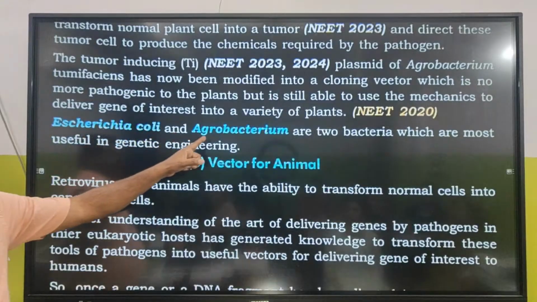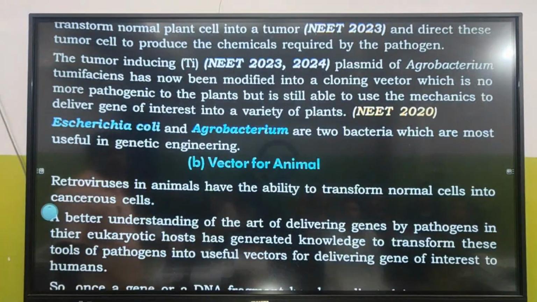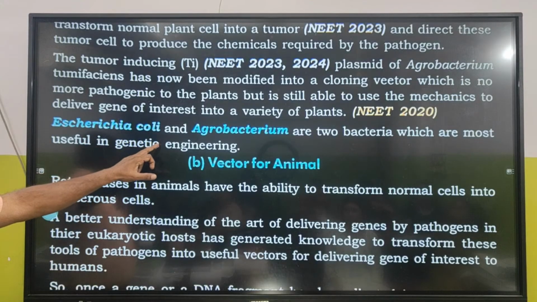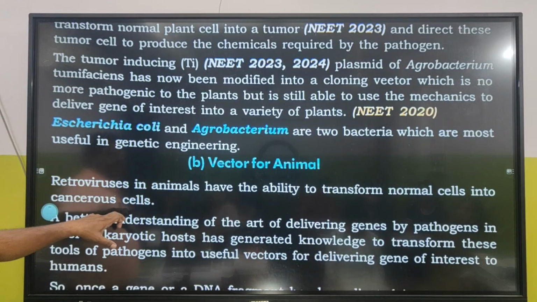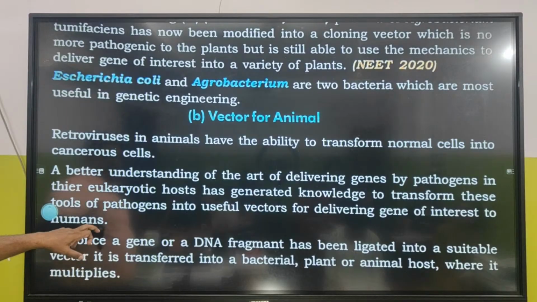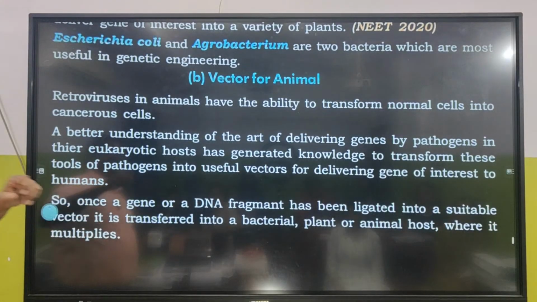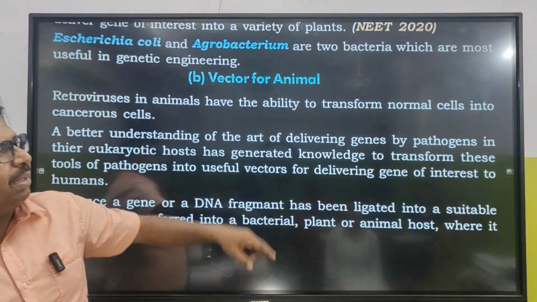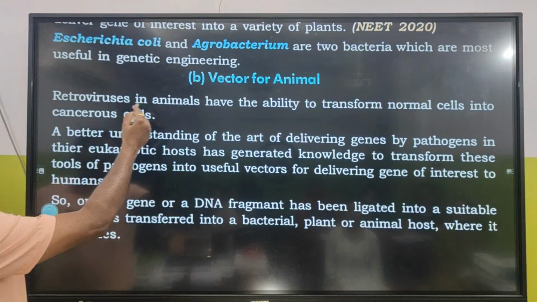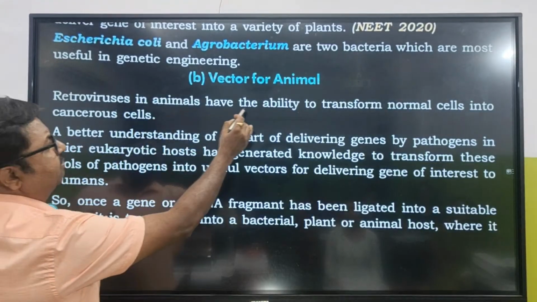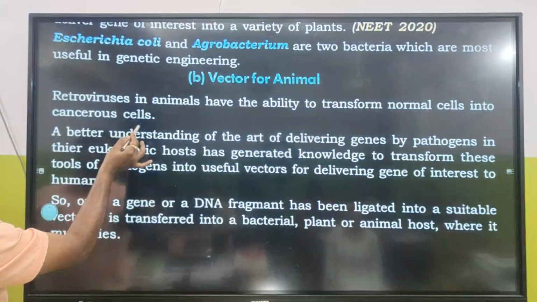E. coli and Agrobacterium are the two bacteria most useful in genetic engineering. E. coli for animals, and for plants, Agrobacterium is used as a useful one. Vector for animals: retroviruses have the ability to transform normal cells. What is a retrovirus? A virus having RNA as genetic material, with the ability to transform normal cells into cancerous cells.